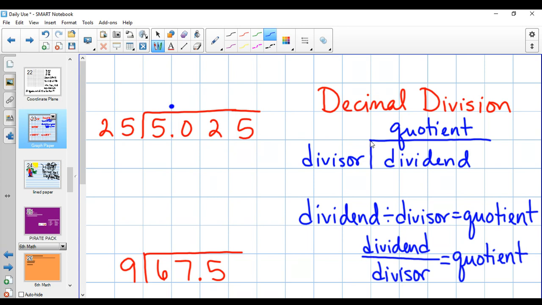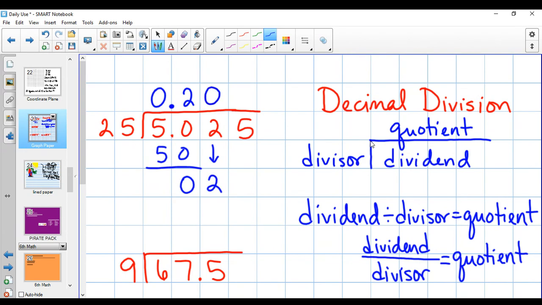So in this problem now, 25, will 25 go into 5? No. So I'm going to put a 0 up there. Will 25 go into 50? Yes. Twice. 2 times 25 is 50. I subtract and get 0. I bring down my 2. Will 25 go into 2?